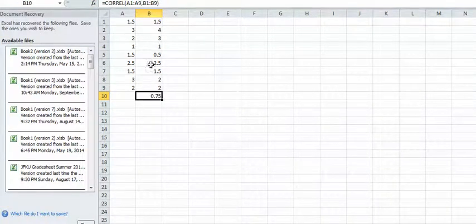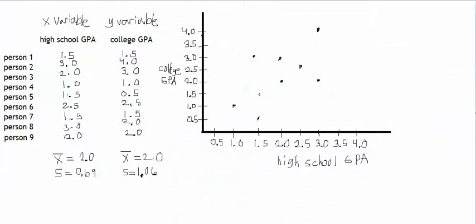Make sure that before you do this, you don't have one of the numbers highlighted in here, because if you do, it actually won't calculate the value for you. You have to have an empty cell highlighted that your answer can go into. So correlation coefficient is 0.75. The correlation coefficient of a sample is the letter R. So R equals 0.75.